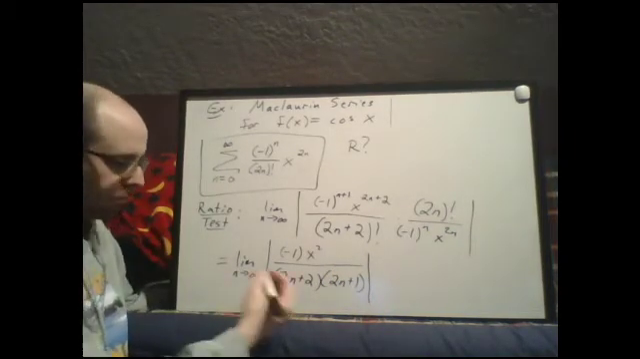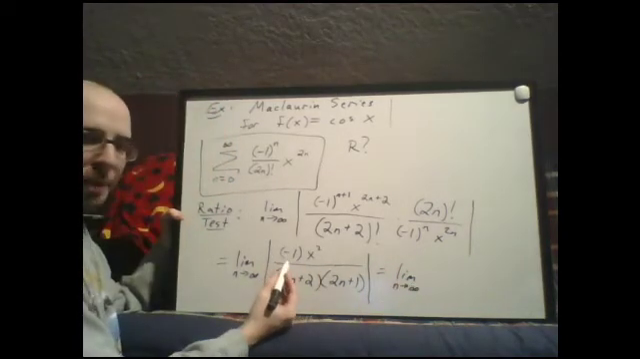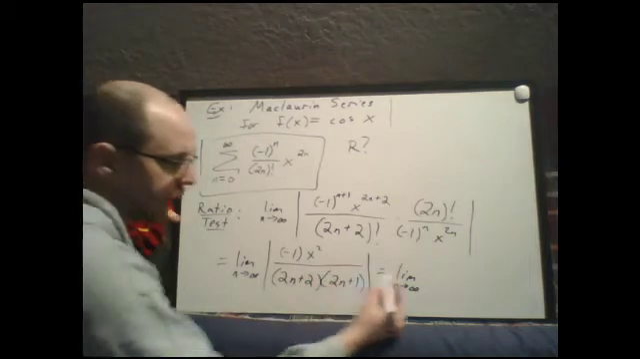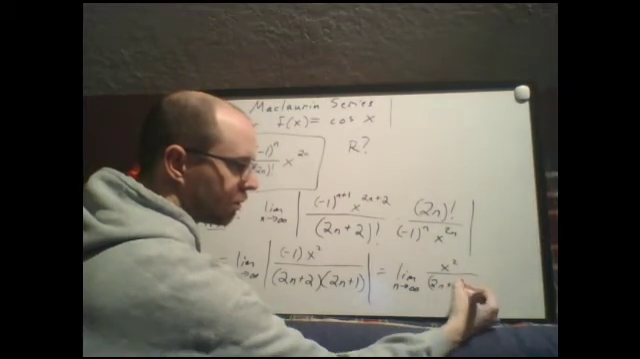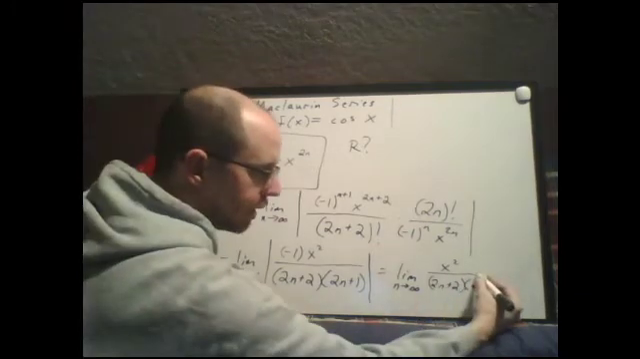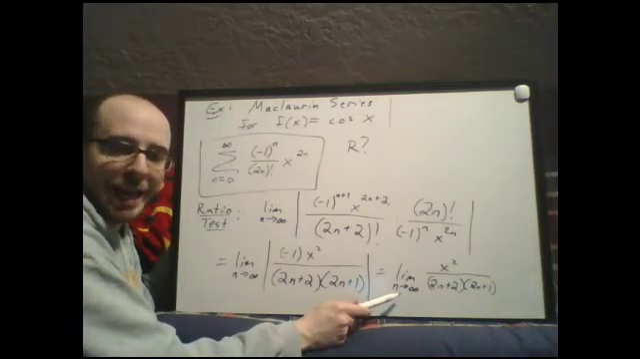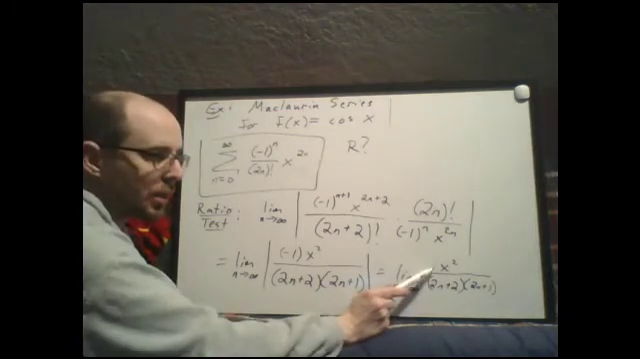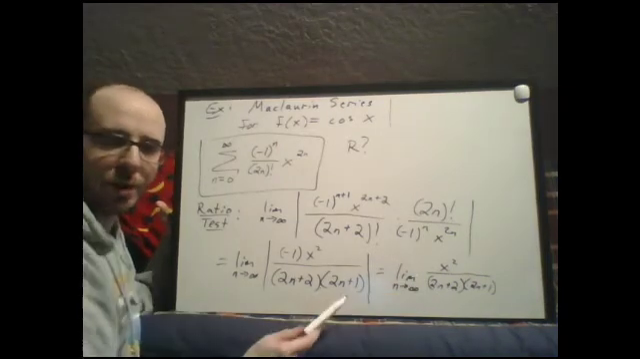All right, now cleaning this up a little bit. An absolute value will make that negative 1 go away. X squared is always non-negative. So I've got x squared over 2n plus 2 times 2n plus 1. All right, and then remember, the limit is with respect to n. So n is growing to infinity. X is constant. X is not changing here. So this is a constant divided by something that's growing to infinity. So constant divided by infinity, that's 0.